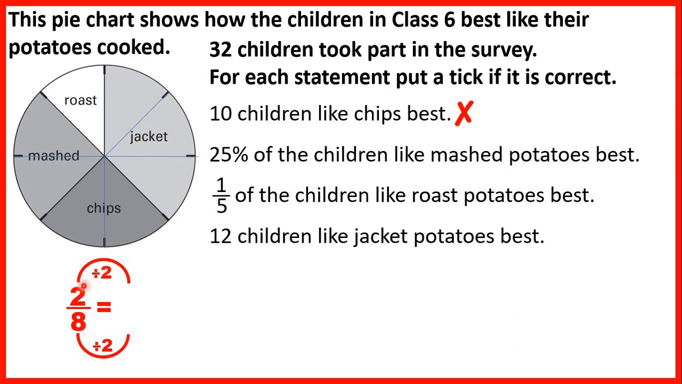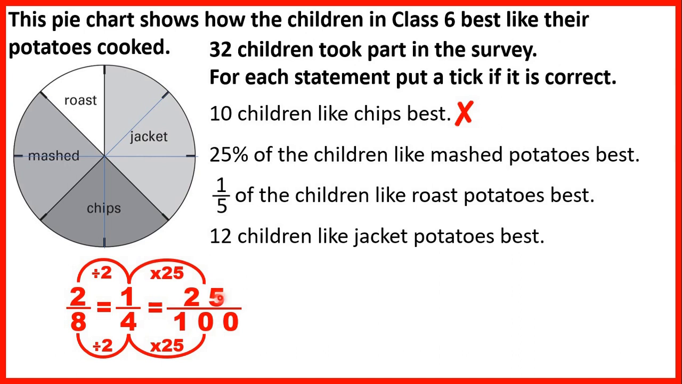If we divide both the numerator and denominator by 2, we can see that 2/8 is the same as 1/4, and we can change quarters into hundredths. 100 is a multiple of 4 because 4 times 25 is 100. What we do to the denominator, we do to the numerator as well. 1 times 25 is 25. So because we know that 2/8 is equivalent to 25 hundredths, we know that this statement is correct because a percentage is a fraction with a denominator of 100.